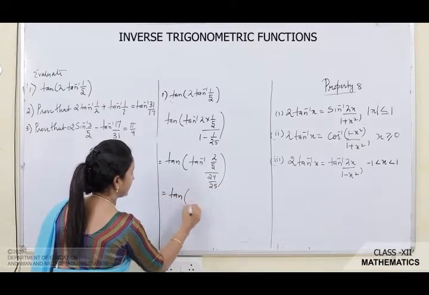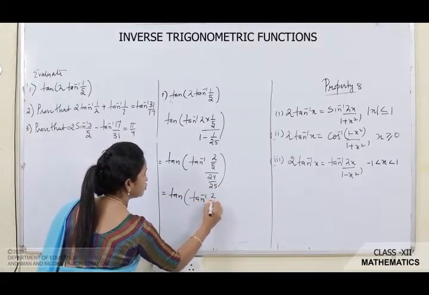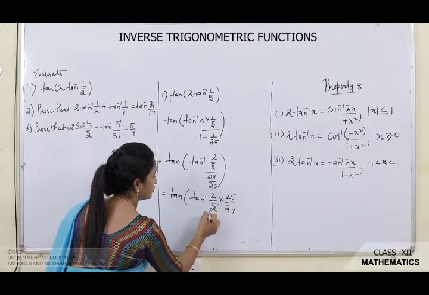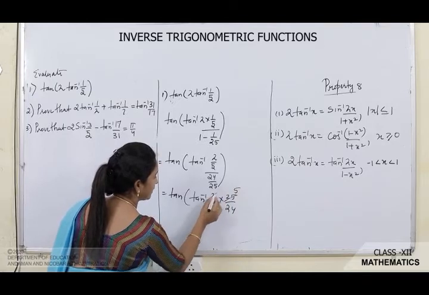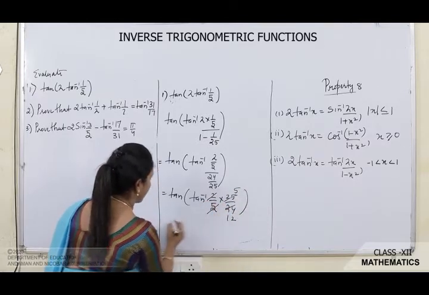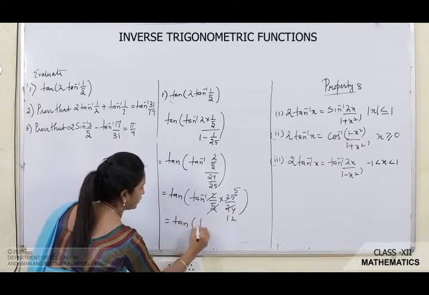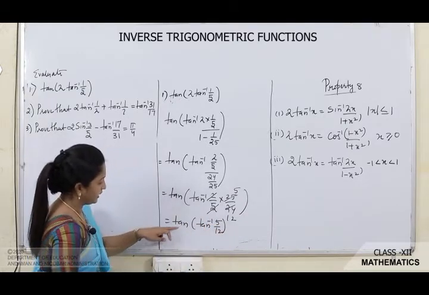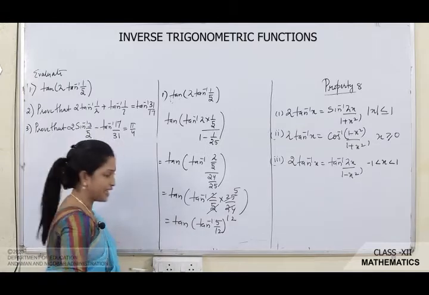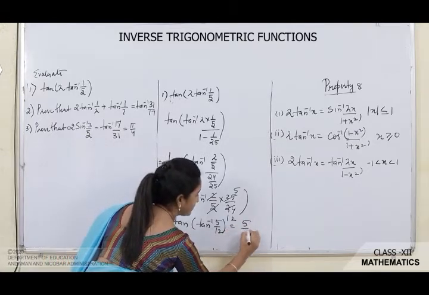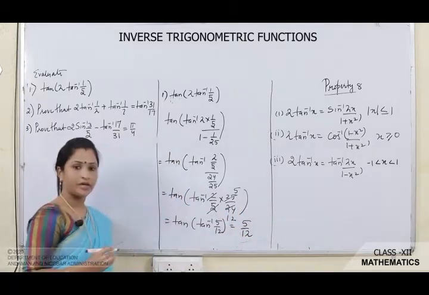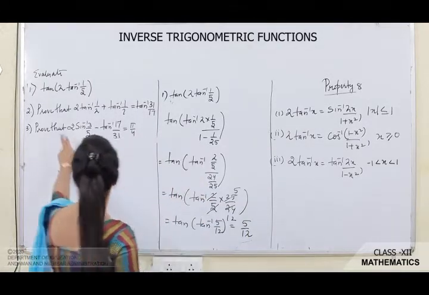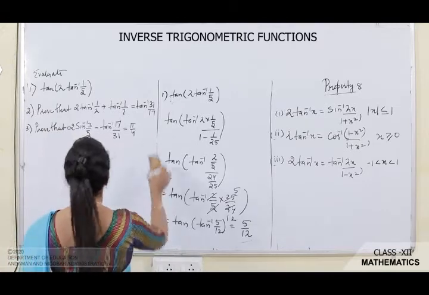Simplify this: tan inverse 2 by 5 into 25 by 24. So here it is 5 and here it is 12. So you are going to get tan of tan inverse 5 by 12, and we know the property that tan of tan inverse x is nothing but x. So you are going to get the answer as 5 by 12. I hope it's clear. Now, let's see the next question here. Question number 2.